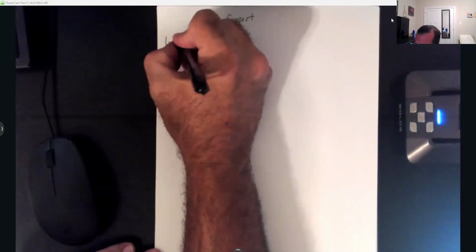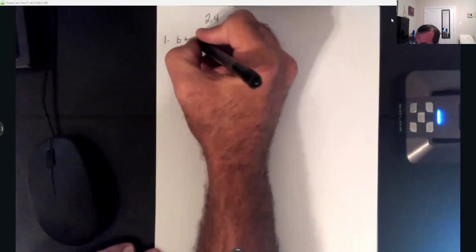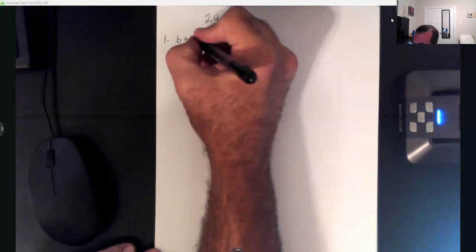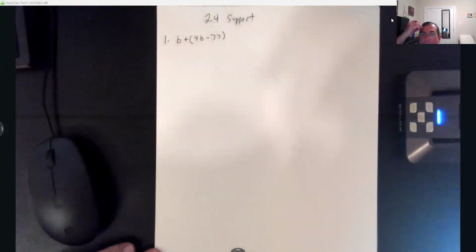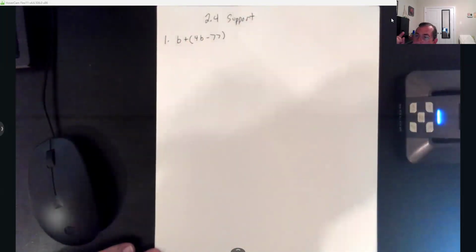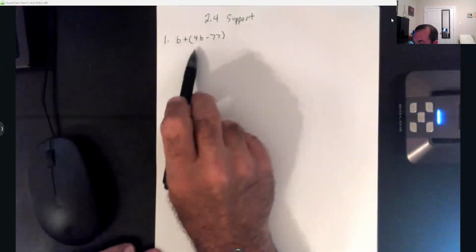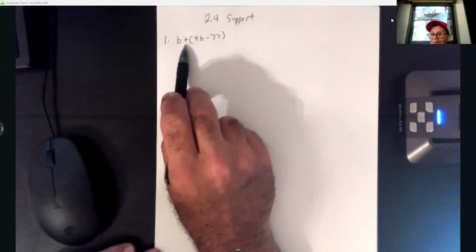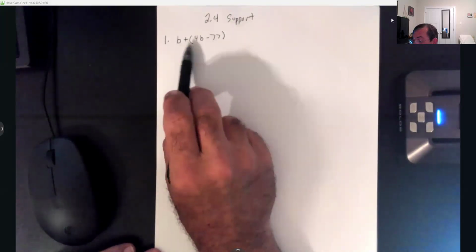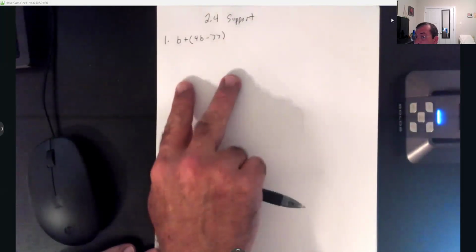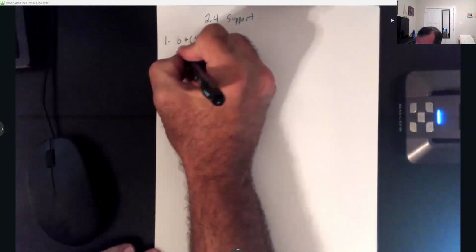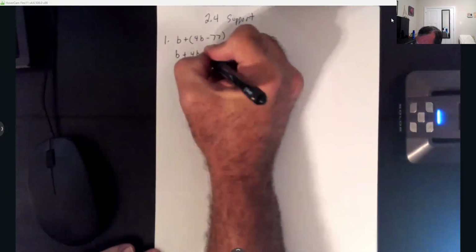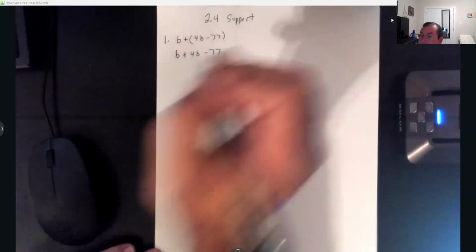So y'all look at this one. They're giving me b plus parentheses 4b minus 77. And they just want us to simplify these by removing parentheses. Well, y'all, you see these parentheses are behind addition. So when they're behind addition, remember, we can just drop the parentheses and bring everything out. So this would really be b plus 4b minus 77.